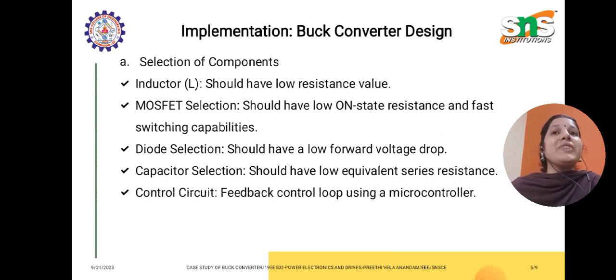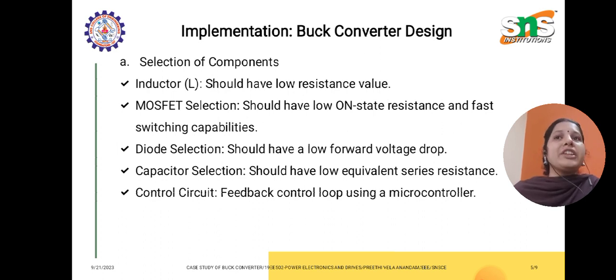The MOSFET switch should have a low on-state resistance and fast switching capabilities to minimize the conduction losses and the switching losses. The next one is selection of a diode. The diode should have a low forward voltage drop to reduce the conduction losses. The next one, a selection of a capacitor. The output capacitor should have a low equivalent series resistance to provide the stable voltage and to minimize the output voltage ripple.